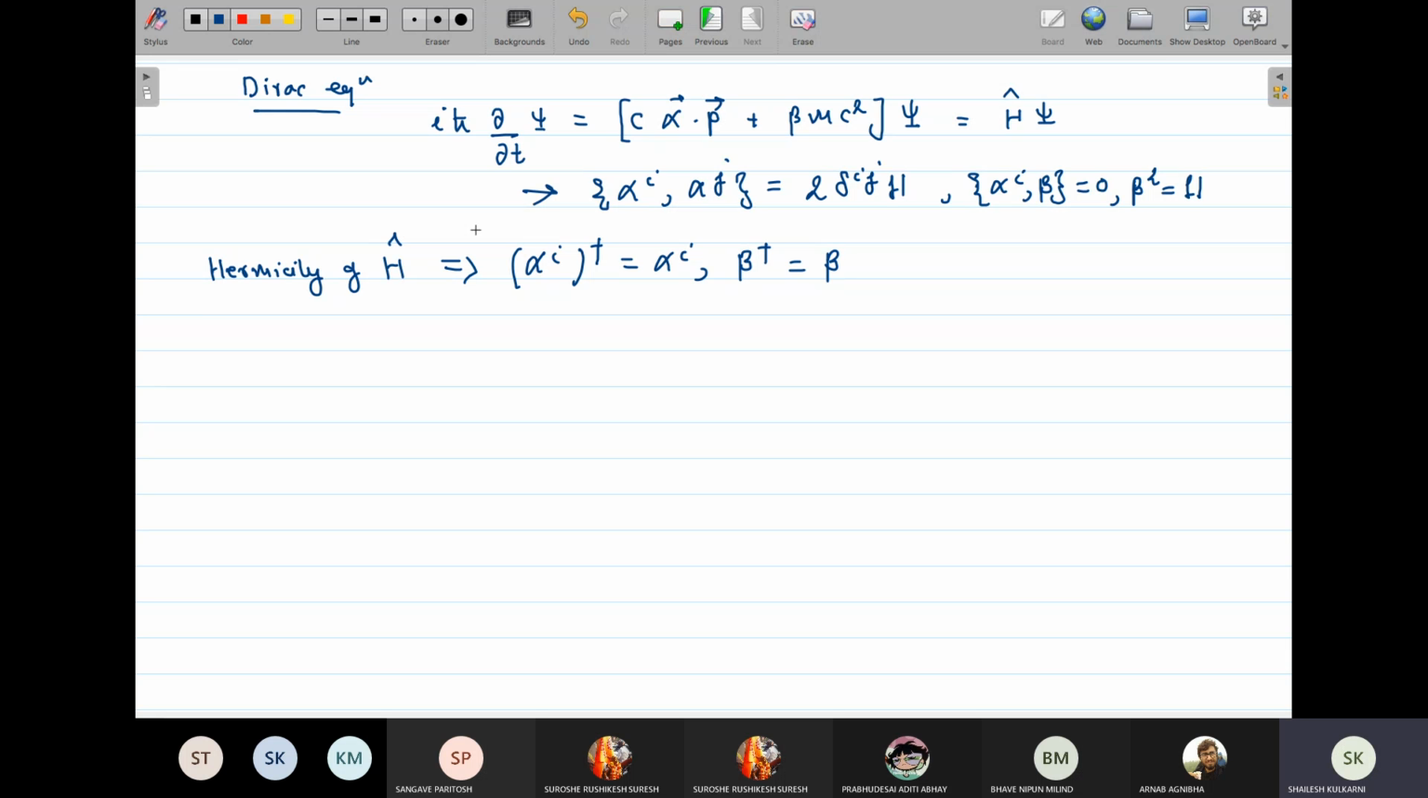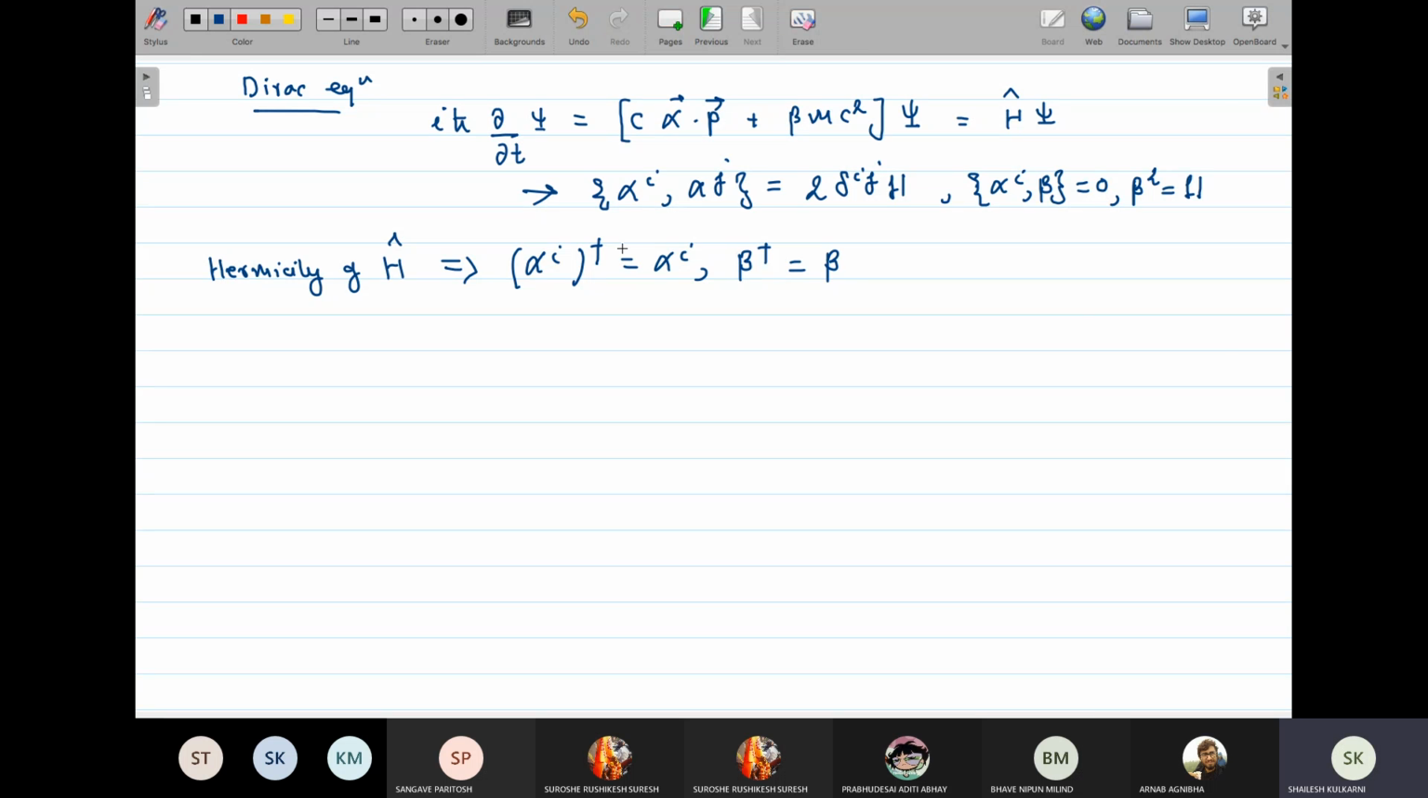But still we don't know anything about these matrices. We don't know what form they take, and we don't even know the dimensionality of these matrices. I know only the following things: these are matrices, they satisfy these anti-commutation relations, and they are Hermitian. That's it.